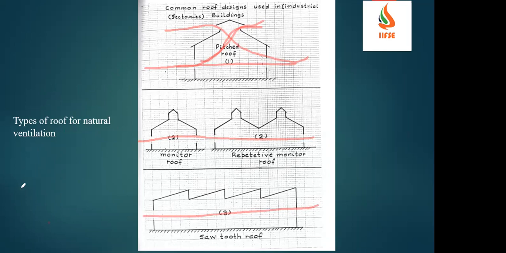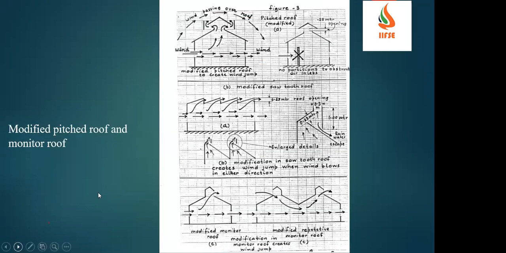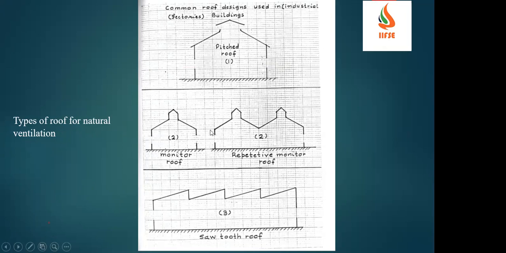So these are the different types of building roof structures. Okay. Now we'll see what kind of ventilation system can be suitable for this kind of buildings. Now we'll see a modified pitched roof and a monitor roof. We have seen a monitor roof and a pitched roof.